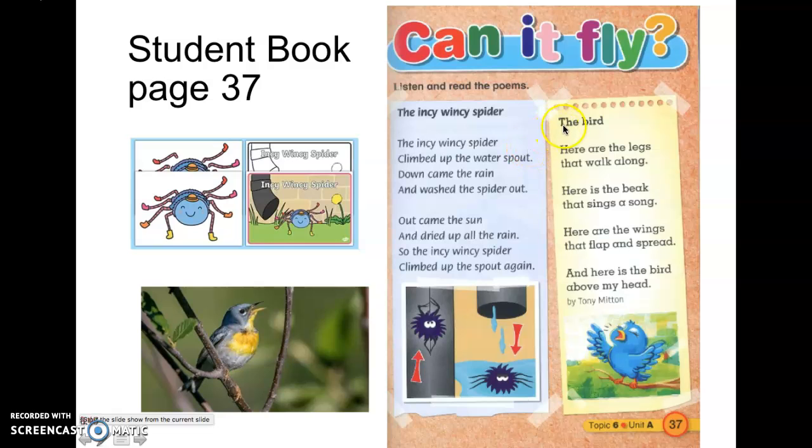Okay, follow along with me with your reading finger as we read The Bird. Here are the legs that walk along. Here is the beak that sings a song. Here are the wings that flap and spread. And here is the bird above my head. By Tony Mitten.